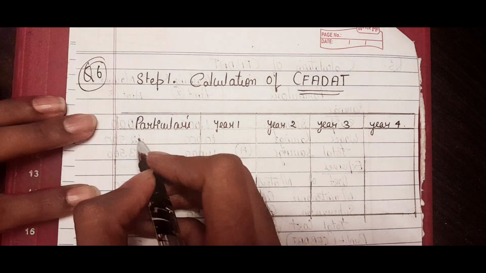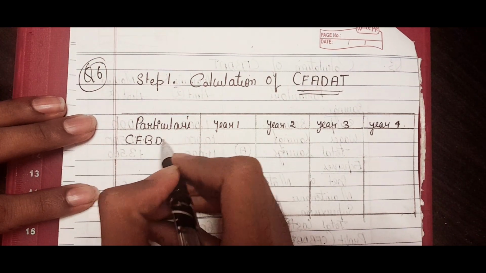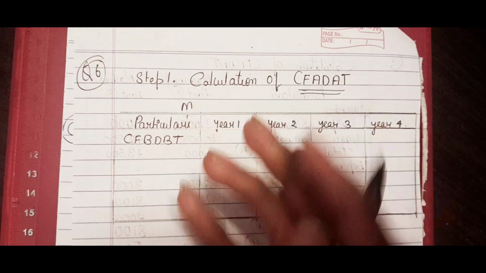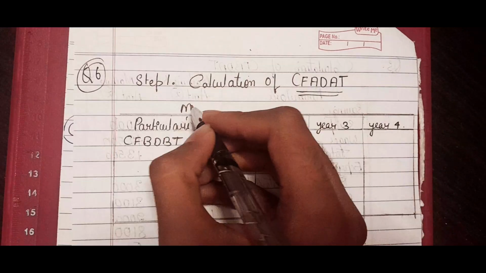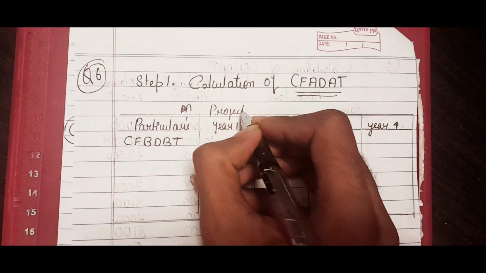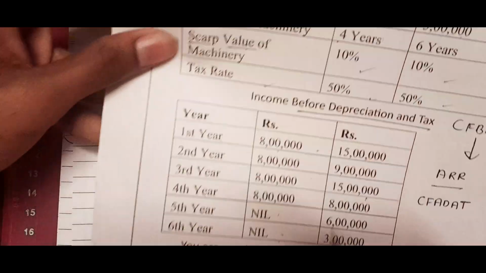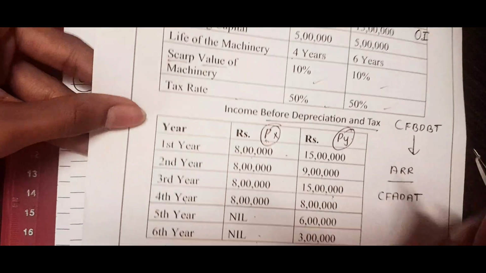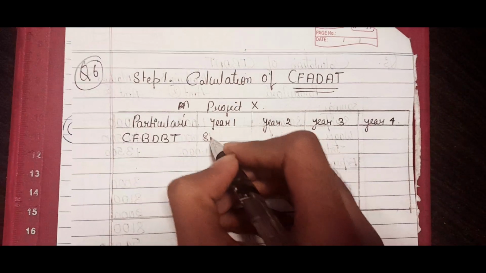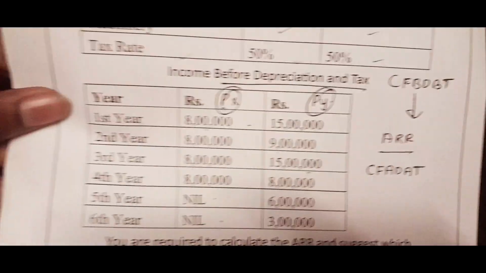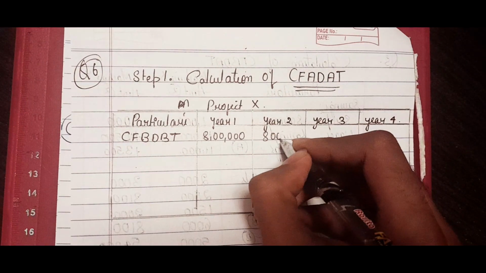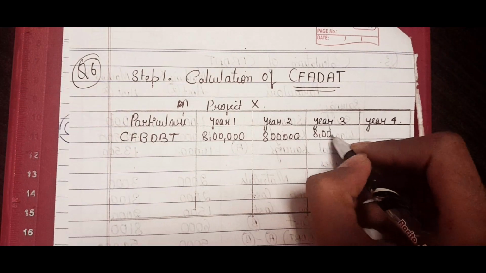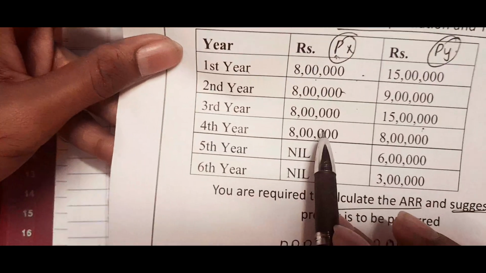So in the problem, they have given us CFBDBT. They have given two projects in total, project X and project Y. First we will calculate completely for project X. This is for project X and this is for project Y. First year is 8 lakh. Second year is also 8 lakh. Third year is also 8 lakh. Fourth year is also 8 lakh.